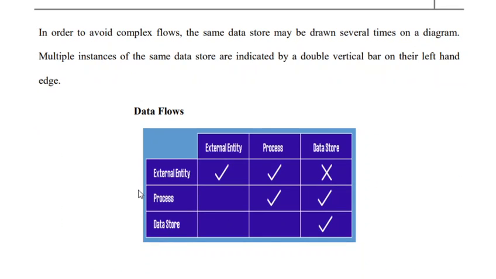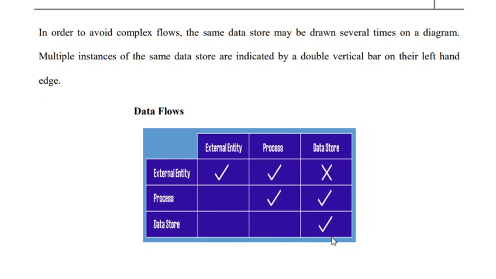Now, these are the data flow rules that we have. Two external entities are allowed to interact with each other, and external entities are allowed to interact with the process, but external entities are not allowed to directly interact with the data store. That's very true. It has to be done through the process. A process and the external entity can interact, so process can interact with an external entity. Process can interact with a process, and process can interact with the data store, right?